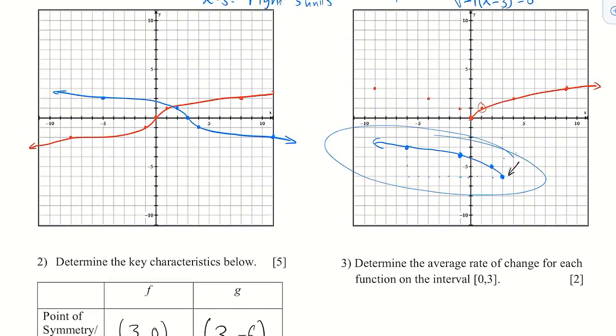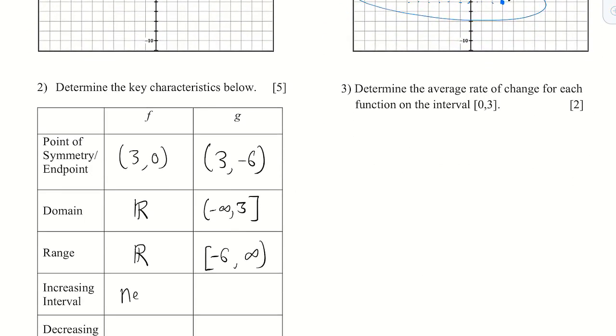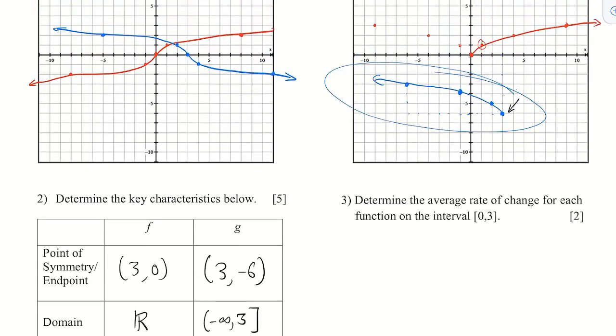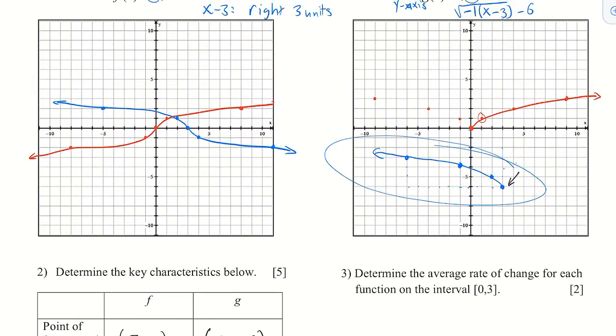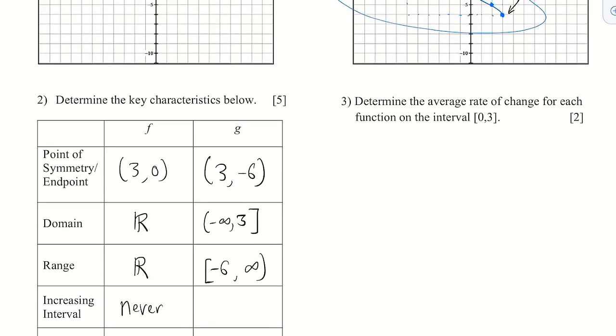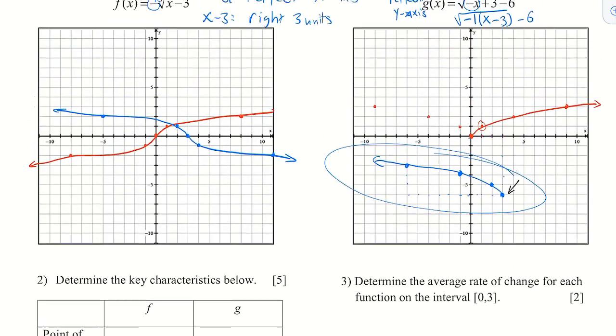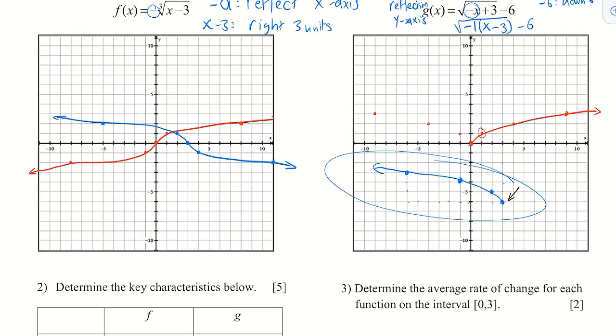Intervals of increasing. So in this case, this graph looking from left to right is not increasing at all. So we would say never or none. And then over here, neither is this one if I'm looking left to right. So this is never as well. And then decreasing intervals, in this one, it is actually always decreasing as I look at it from left to right.